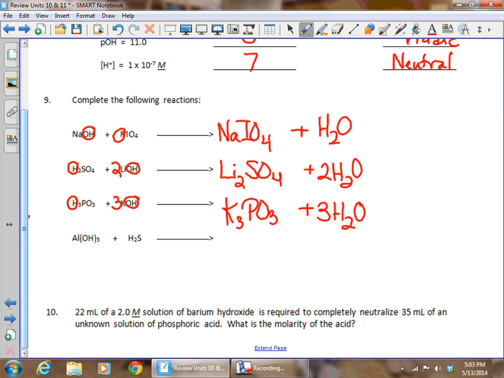And finally, the last one, circle the hydroxides. There are 3 of them. Circle the hydrogens. There are 2. In order to balance this, we're going to need to put a 2 in front of the aluminum hydroxide and a 3 in front of the hydrosulfuric acid, which gives us 6 hydroxides and 6 hydrogens, which tells us we have 6 water molecules, and that the formula of the salt should be Al2S3 for the formula of that salt.